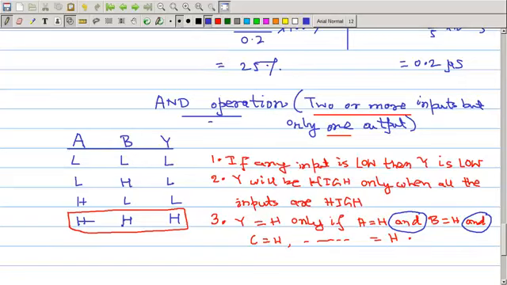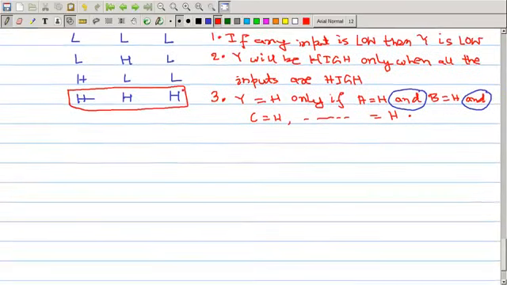This word "and" that you get is responsible for this particular name, that is why it is called an AND gate or an AND operation. Why is it called AND? Because the output is high only when A is high and B is high and C is high and so on. I hope you have been able to understand why we call it an AND operation. Is it clear to you?